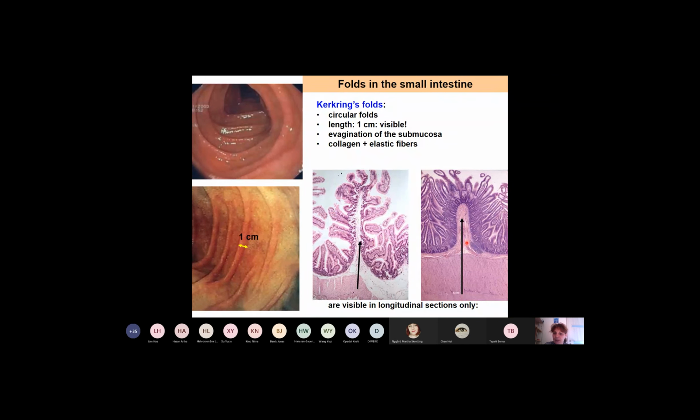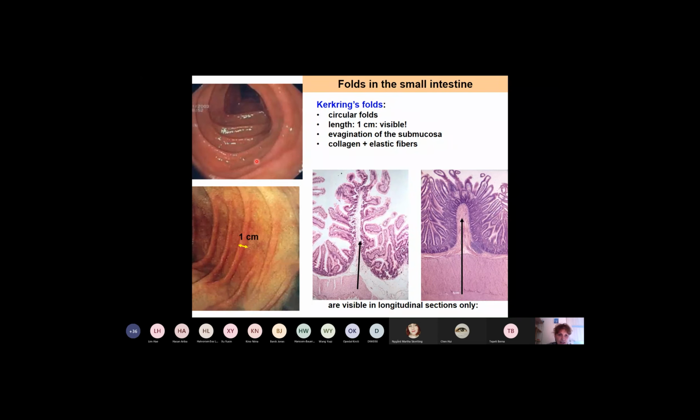And these are only visible if you have longitudinal sections from the gut. You can see it on these two endoscopic pictures to understand it. Can you see the folds are arranged always circularly in the gut? That's why they are also called circular folds or Kerckring's folds. And it is very characteristic for the entire small intestine.